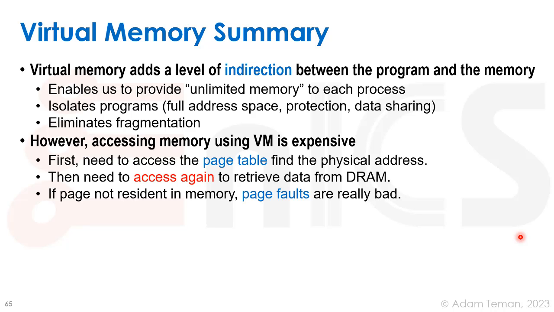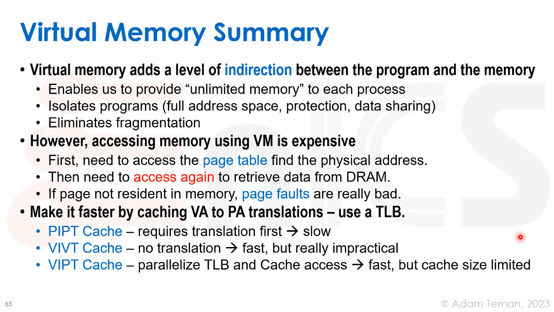But accessing memory using virtual memory is really expensive. We first need to access the page table to find the physical address. Then we need to access again to retrieve the data from DRAM. In multi-level page tables, we need to access DRAM a couple more times. If the page is not resident in memory, we get a page fault, and that's really, really bad. It's really costly. So we can make it faster by caching virtual-to-physical address translations, and this we get by using a TLB. A PIPT cache requires translation first, so we have the TLB serially on our critical path, and so it's really slow, and we shouldn't really use that.